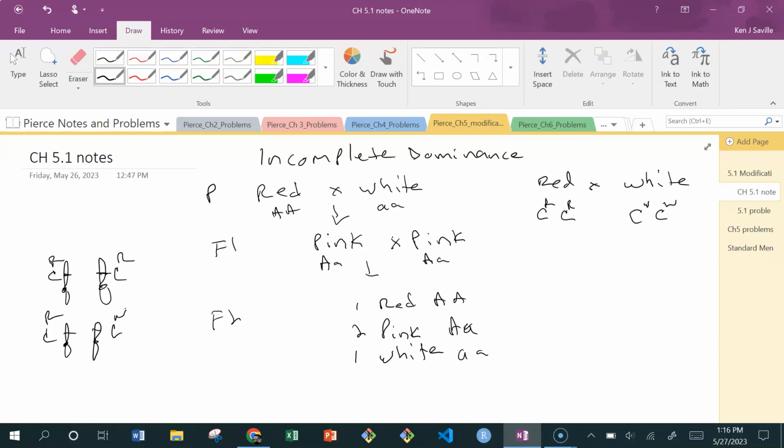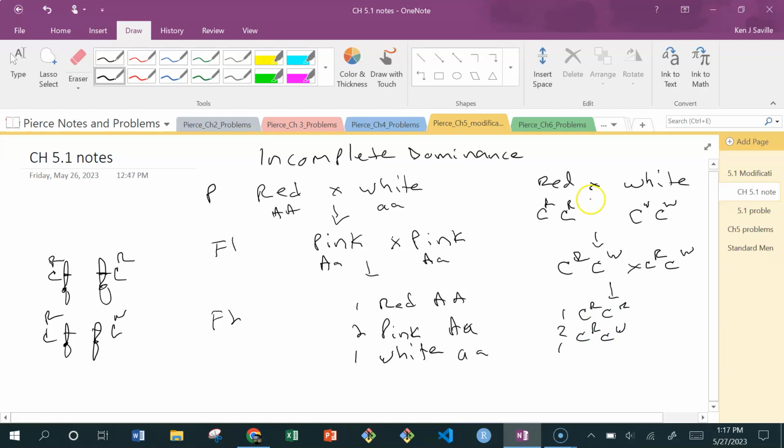Remember, things that are alleles are different versions of the same gene. And that means they occupy the same locus, the same position on the chromosome. We cross these together and we get a heterozygote. Cross two heterozygotes together and we get a 1 to 2 to 1 ratio. And if you feel like doing a Punnett square to prove this, feel free. And these guys are red. These guys are pink. These guys are white.